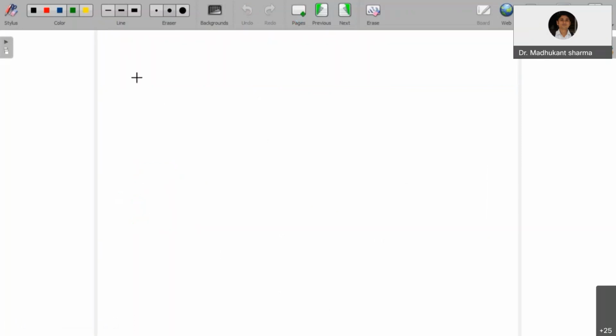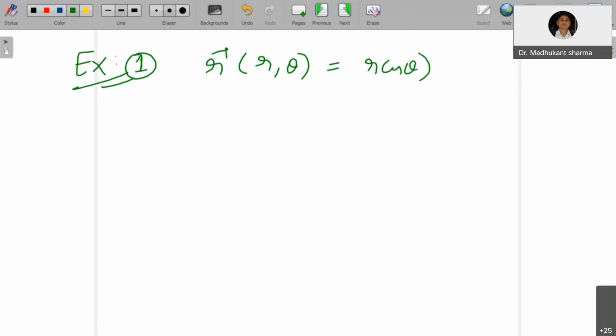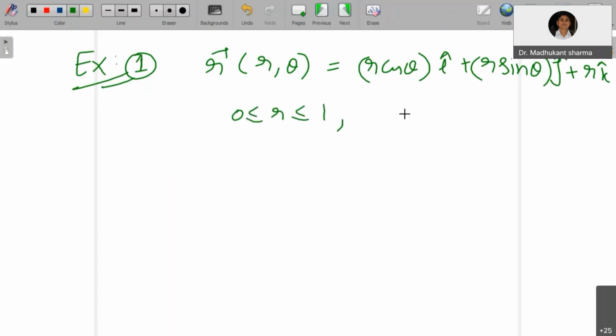So we have learned that for example 1, r of r comma theta is x equals r cos theta, y equals r sine theta, and z equals z, but z equals square root of x square plus y square, so z equals r, with 0 less than or equal to r less than or equal to 1, and 0 less than or equal to theta less than or equal to 2 pi. So we have all the things now.